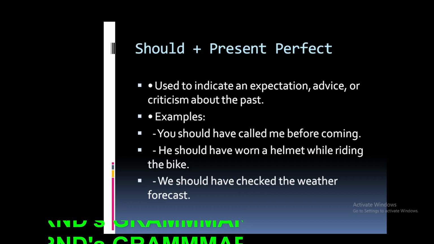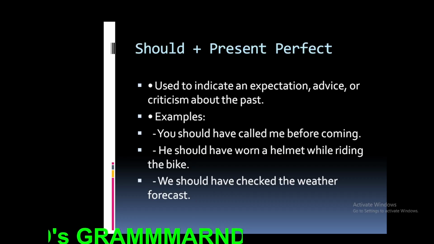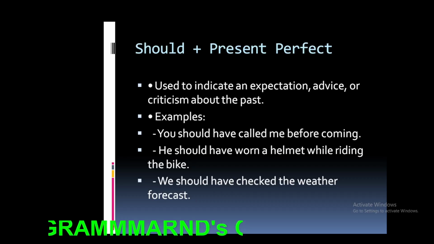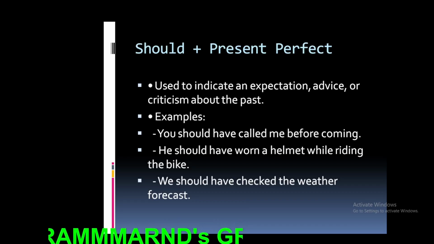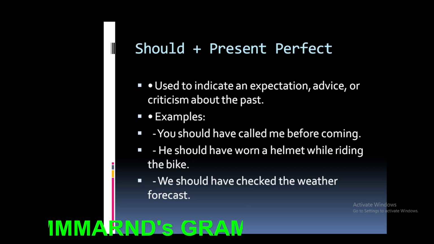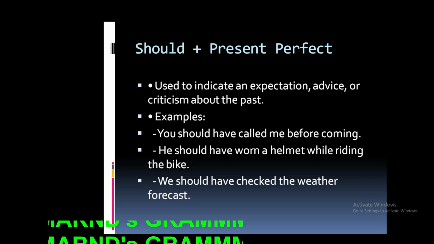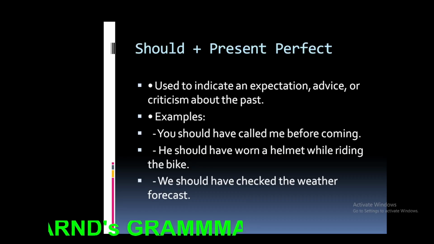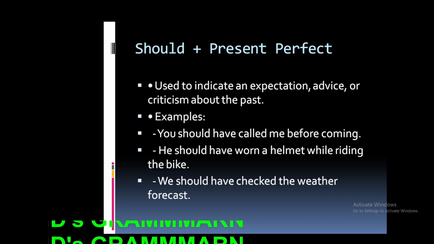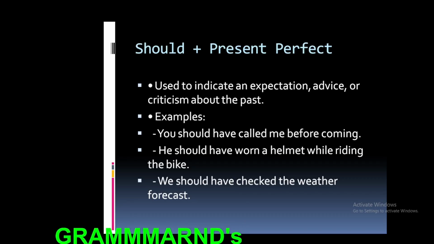Next, he should have worn a helmet while riding the bike. It was obligatory to wear a helmet for riding a bike, but he did not do it or he missed it. And the last one is, we should have checked the weather forecast. We should have checked the weather forecast before we needed to get out, but we did not check or we failed to check.